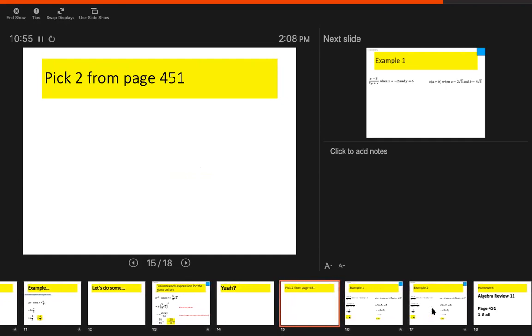Who wants to pick? I will allow you to pick one from page 451, and we will do it together. So choose wisely. What do you want?